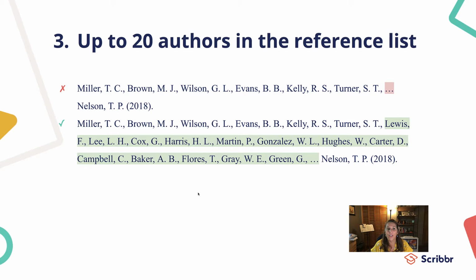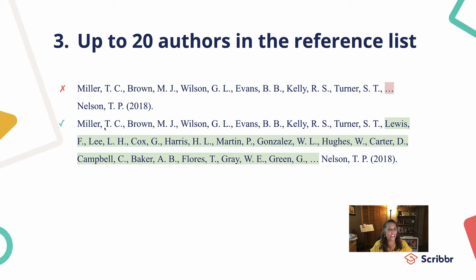All right, here's one on up to 20 authors. You used to be able to use an ellipsis after about 9, I think it was. We're not doing that anymore. You actually need to list all 20 authors. So you would list all those authors. If there were more than 20, you do an ellipsis and then list the last author. This happens very rarely, but it does happen.